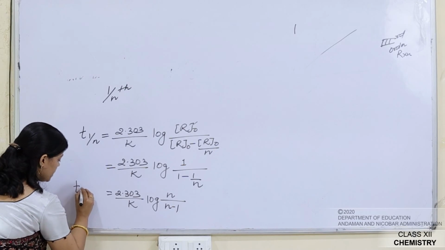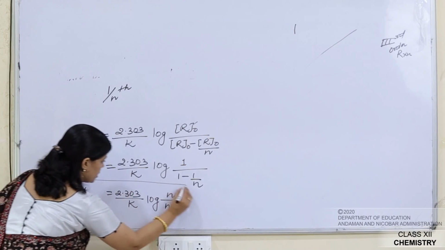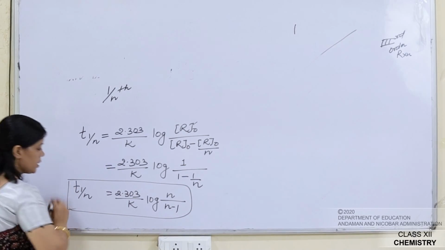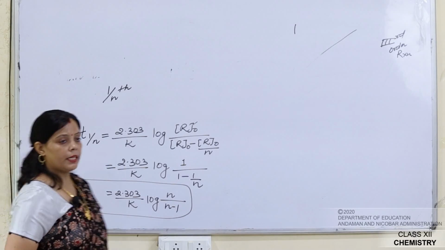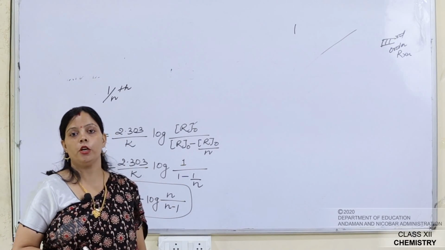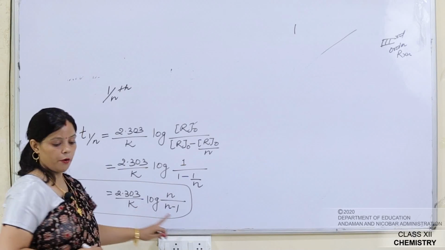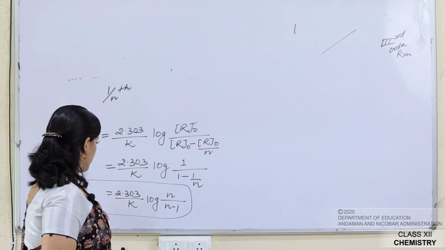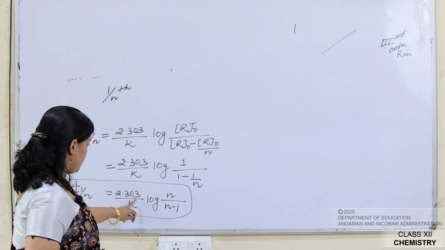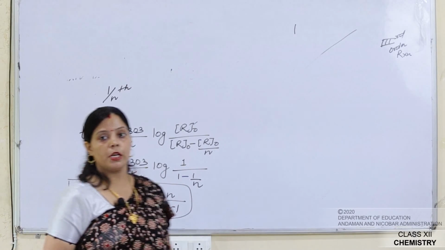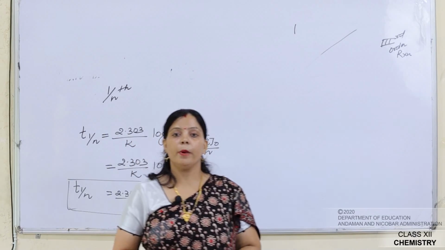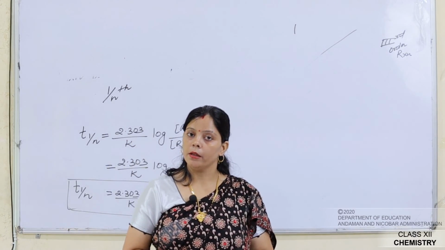Okay. So in this way, this is the general expression, and by using this expression we can calculate the time required for the completion of 1 by nth of the chemical reaction. So by using this general expression we can calculate the time which is required for the completion of 1 by nth fraction of a chemical reaction.